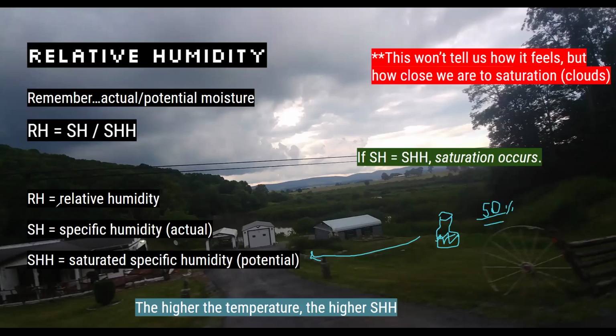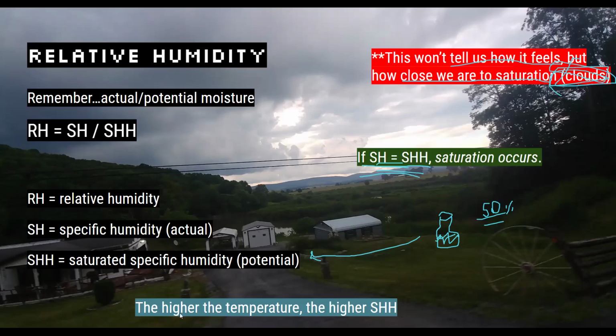So SH is what is actually there. SHH is how much could it be. And when they equal each other, that's when there is saturation. That's when we can get clouds. And remember, I said this won't tell us how it feels. It tells us how close we are to saturation and getting clouds, right?